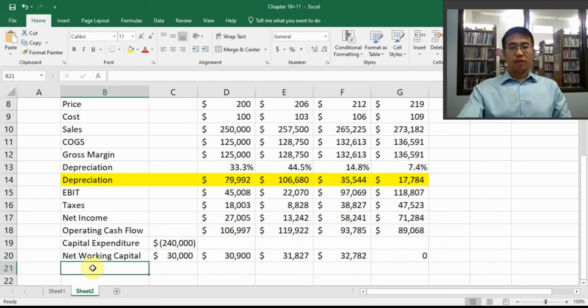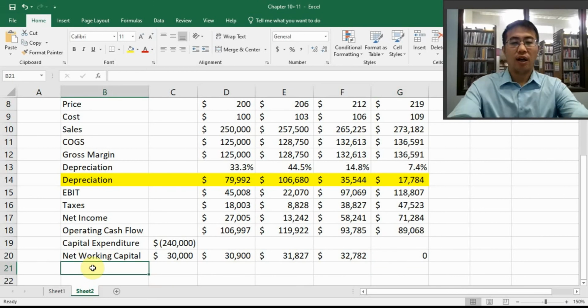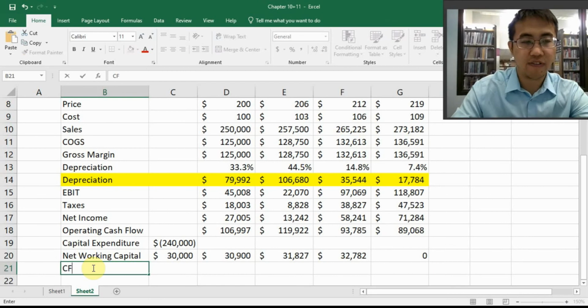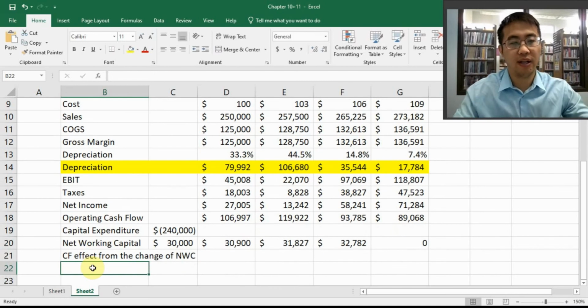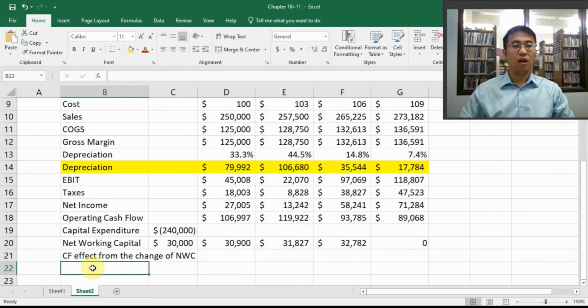But net working capital is not the final item I'm looking for. I'm looking for the cash flow effect from the change of net working capital. This is a very delicate term. When your net working capital changes, you would spend cash for it. If your net working capital increases, like you build more raw materials in your warehouse, then you need to spend cash for it, and your cash goes lower. So when net working capital goes up, your cash goes down.